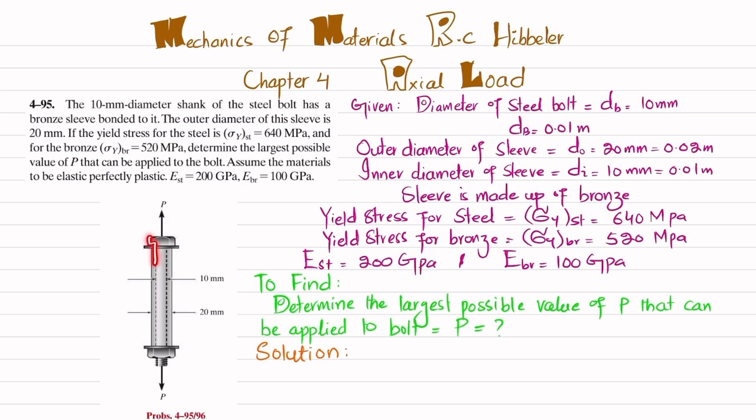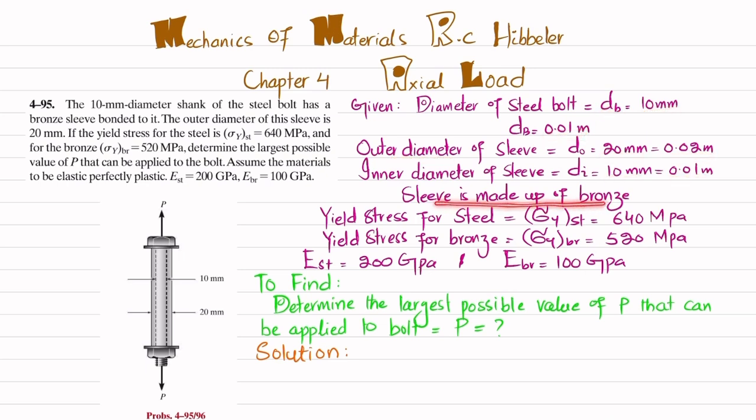So you can see this is the bolt, having diameter 10 millimeter, and that is the sleeve, a bronze sleeve, that is bonded to it, having outer diameter 20 millimeter. So the diameter of the bolt is 10 millimeter, in meter it is 0.01. The outer diameter of the sleeve is 20 millimeter, which is 0.02 meter, and the inner diameter is the same as the bolt.